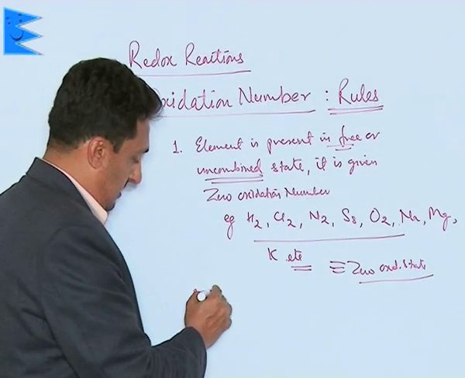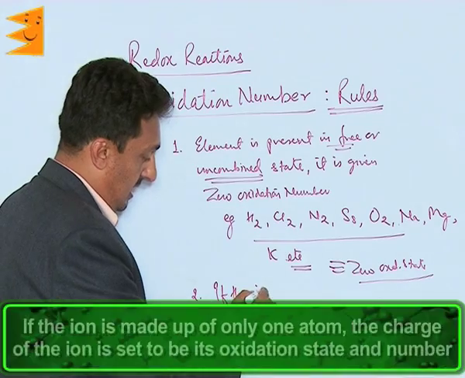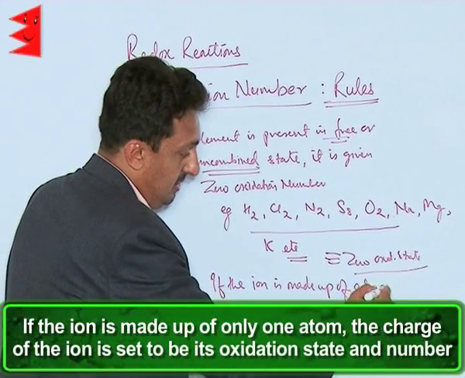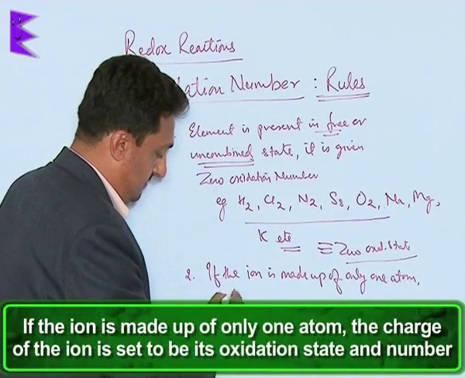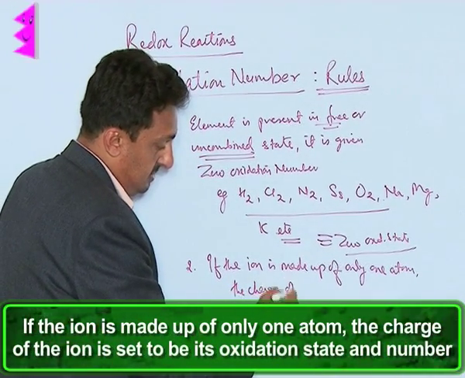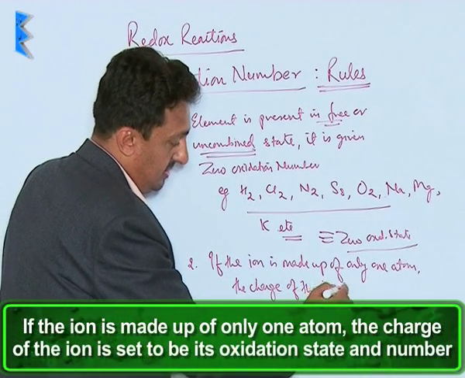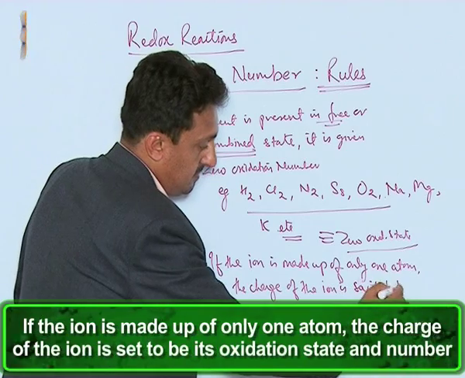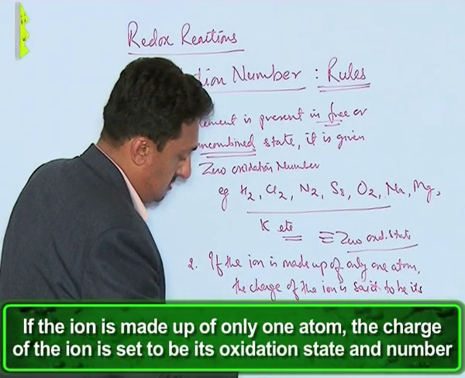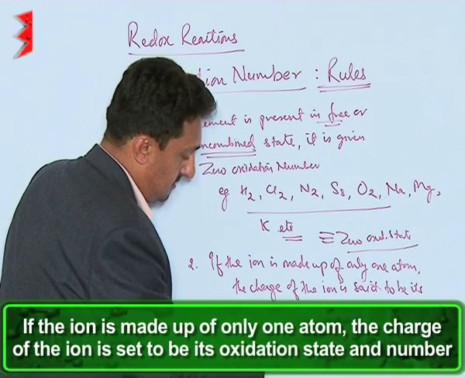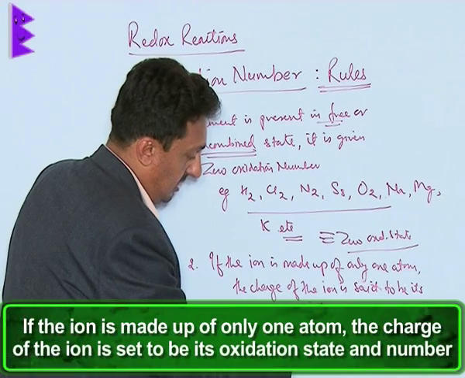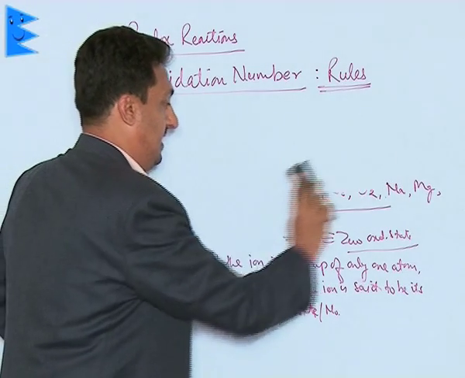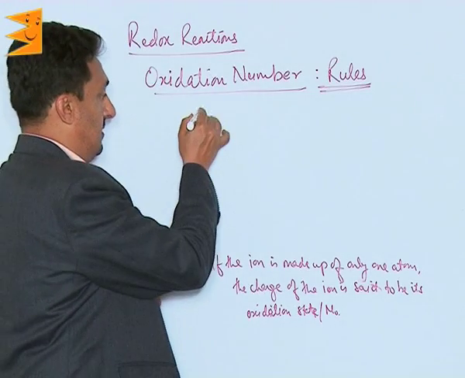Second rule, if the ion is made up of only one atom, the charge of the ion is said to be its oxidation state and number. Let us take the examples for this.